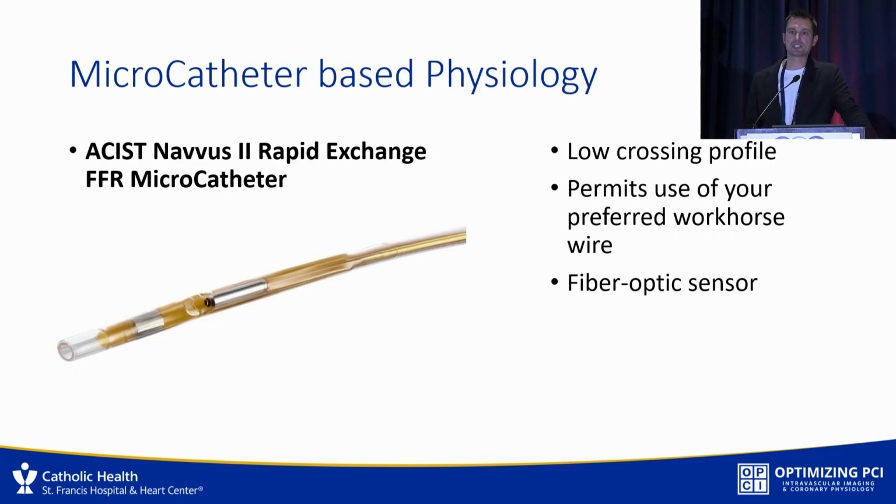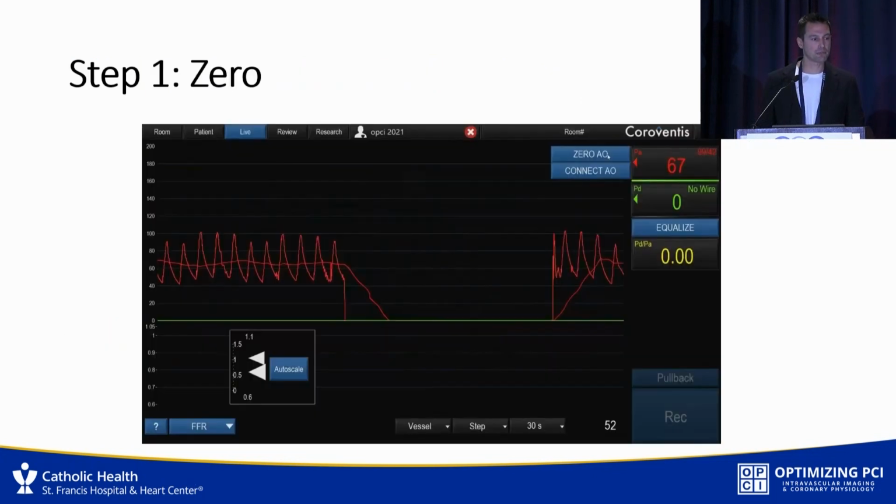Lastly, Acist has a non-wire-based measurement tool, which is their microcatheter, which is great because you can use any workhorse wire, and it's just a microcatheter, the Navvus microcatheter, that we use over that.